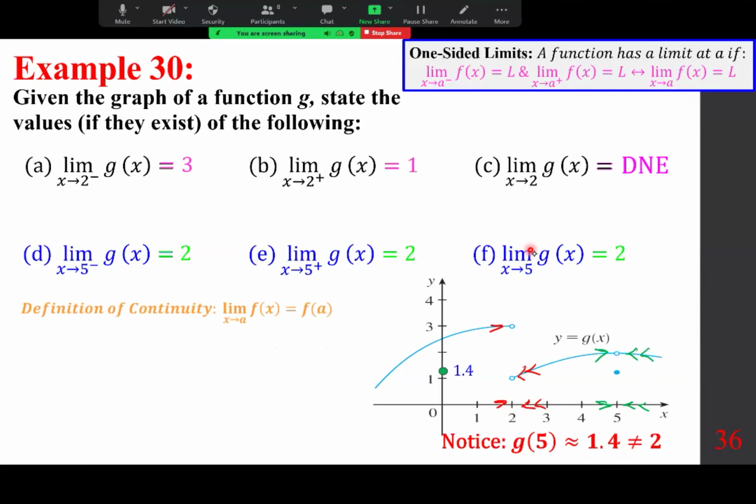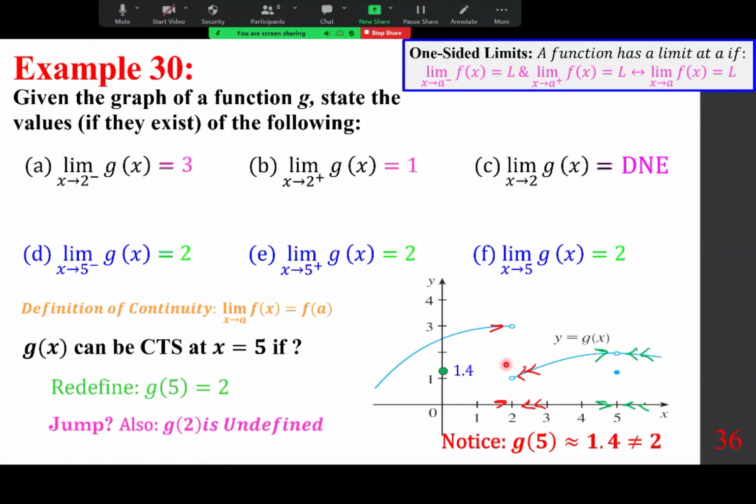However, there's a difference, and that is, here's the definition of continuity. The limit of f of x as x approaches a equals f of a. So it's not continuous at that. G of x can be continuous at x equals 5 if we do what? Because there is only one hole, this is called a removable discontinuity. If we redefine g of 5 to be its limit, which is 2. However, there is a jump at 2. G of 2 is not given, but because there is a jump, there is no way to fix this. So this is a removable discontinuity. This is a jump as far as the terminology is concerned.